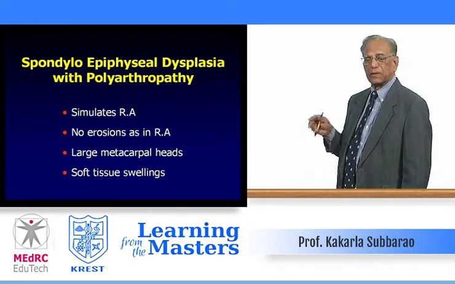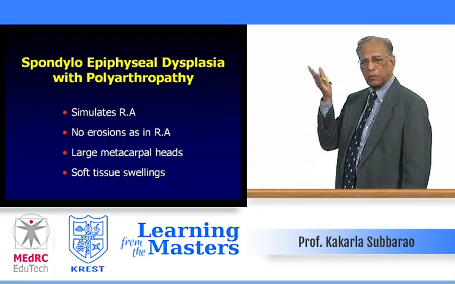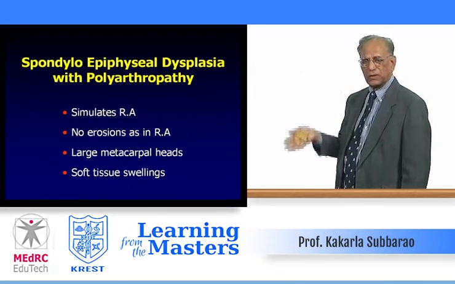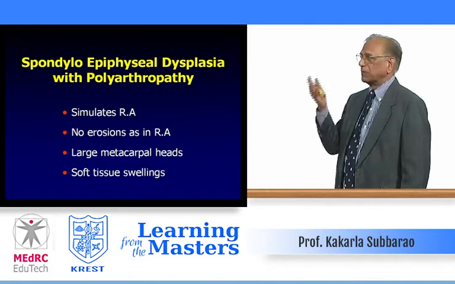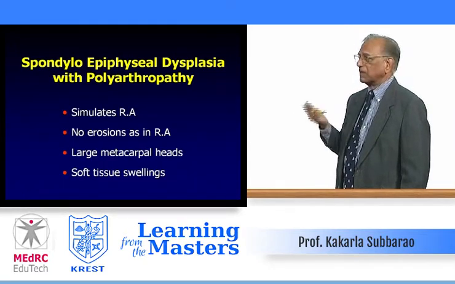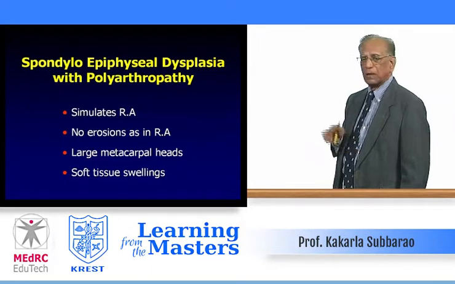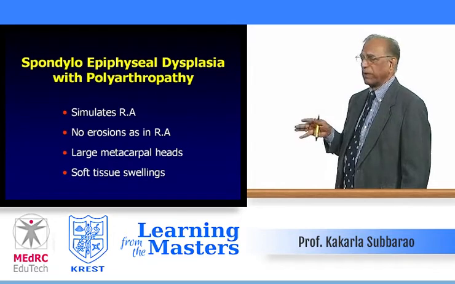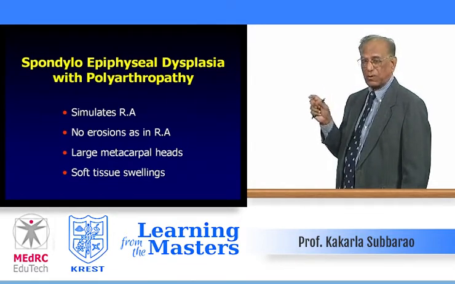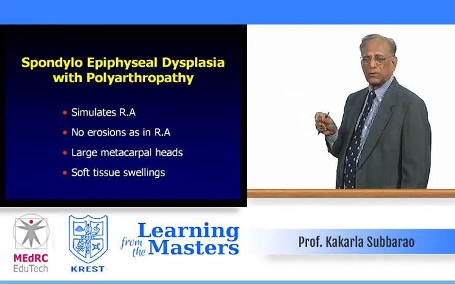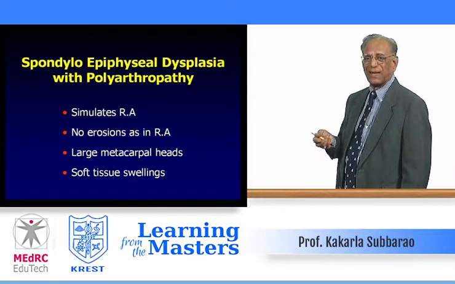Spondyloepiphyseal dysplasia means there is dysplasia involving the apophysis of the vertebral bodies also. You can get isolated epiphyseal dysplasia or you can get spondyloepiphyseal dysplasia. If spondyloepiphyseal dysplasia with polyarthropathy, it almost simulates rheumatoid arthritis, but there are no erosions of the articular ends of the bones, which you see in rheumatoid arthritis. The metacarpal heads are large, not small, as we found earlier, and soft tissue changes, namely swelling of the soft tissues, again simulating some sort of an arthritic process.